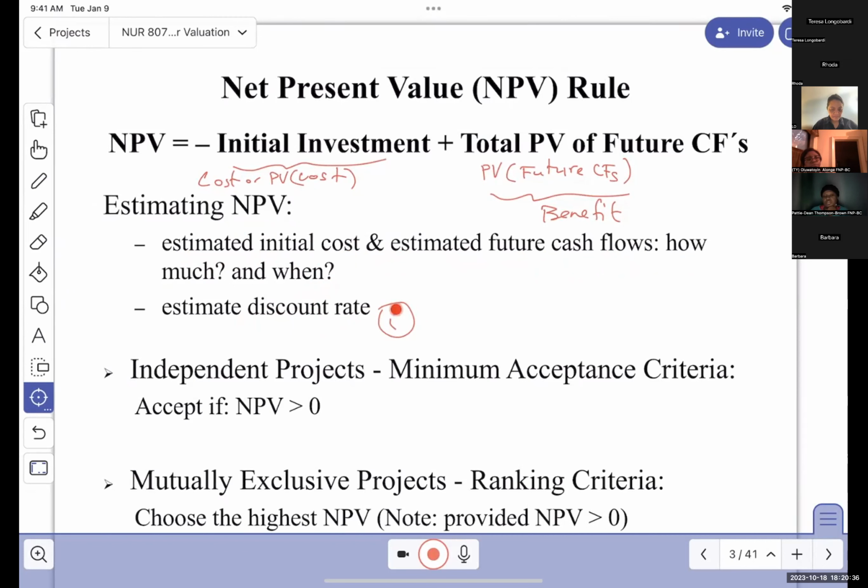Anyway, i has a lot of names. You're going to learn it has a lot of names. You can call it the discount rate, the interest rate, the opportunity cost, the required rate of return. In different contexts, it gets a different name.